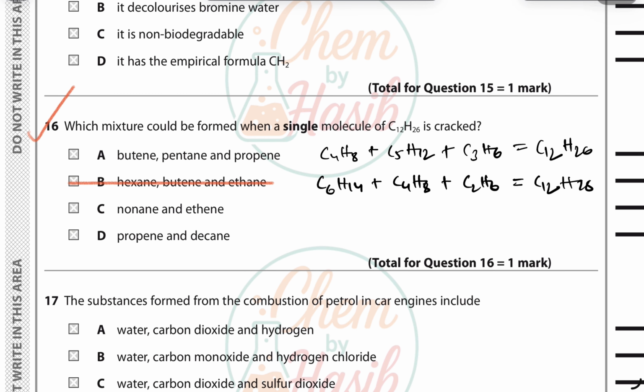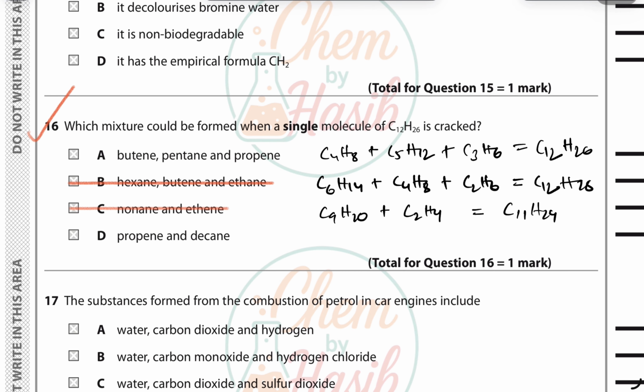Let us look at option C. Option C says nonane, which is C9H20, and then you have ethene, which is C2H4. Now if you add them, this sums up to C11H24. So nonane and ethene together have only 11 carbon atoms. We are looking for 12 carbon atoms. So C will not be the answer.